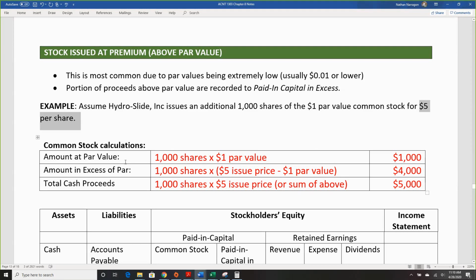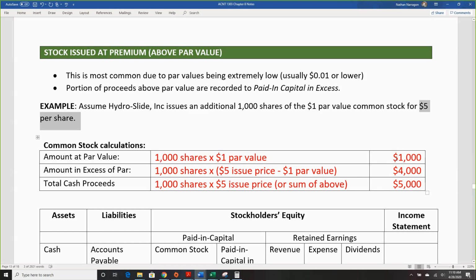So, things that we have to recognize. Common stock is always at par. Okay? So that means we recognize the 1,000 shares being issued at its par value. So still $1,000.